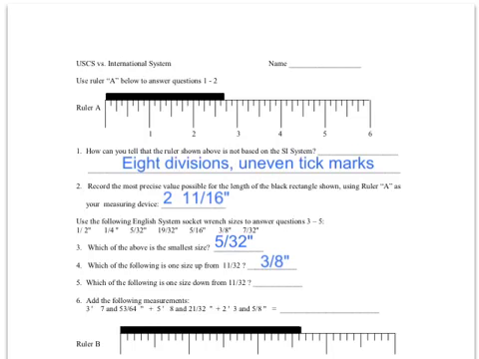Now the next thing I want to do is find which of the following is one size down from 11/32. So that would be 10/32. Well, 10 is divisible by 2. That gives me 5. And 32 is divisible by 2. That gives me 16. So my answer in this case is 5/16.